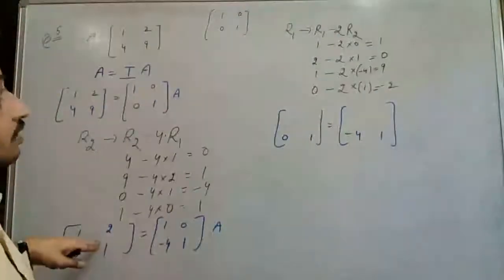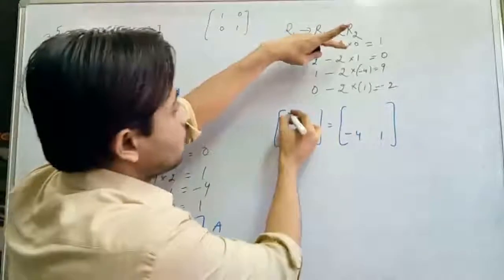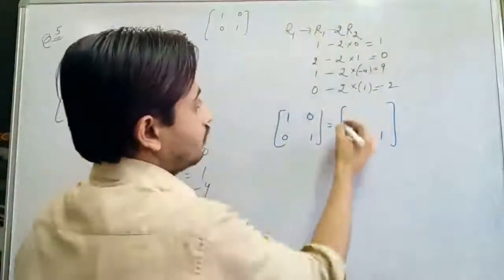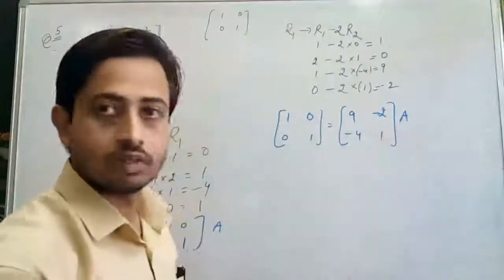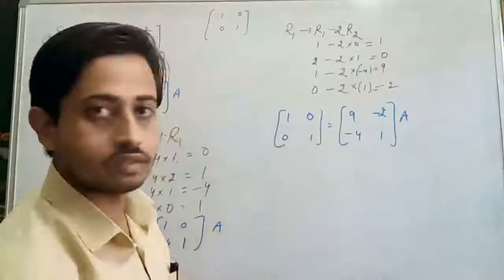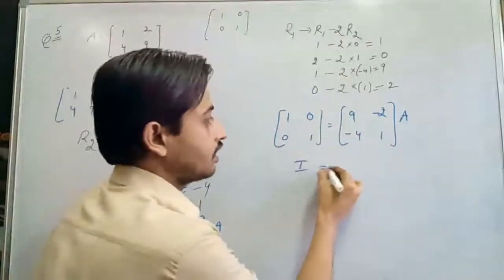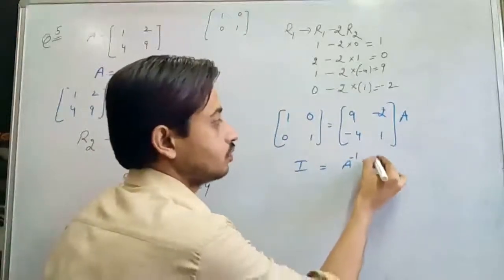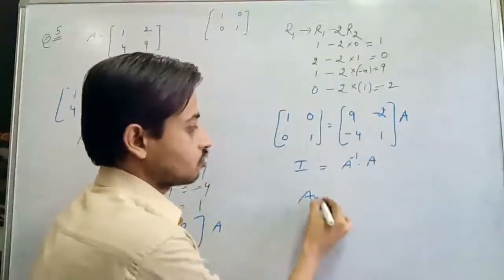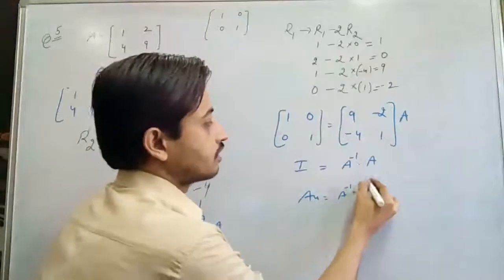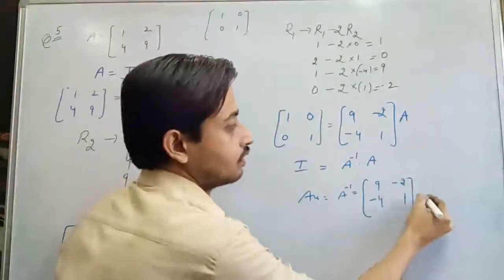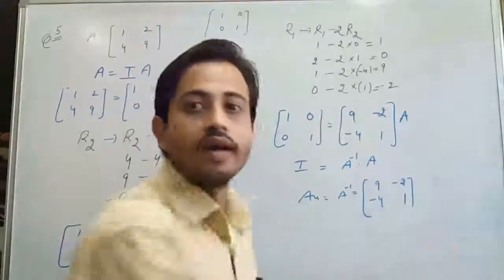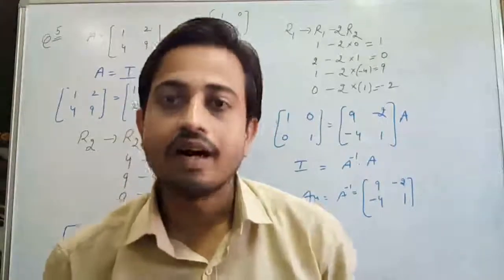Now what is R1? R1 is [9, -2] into A. Now we get [1, 0; 0, 1]. So we obtain I equals A inverse into A. So our answer is what? A inverse is our answer: [9, -4; -2, 1]. This is our required answer. Please make a note.